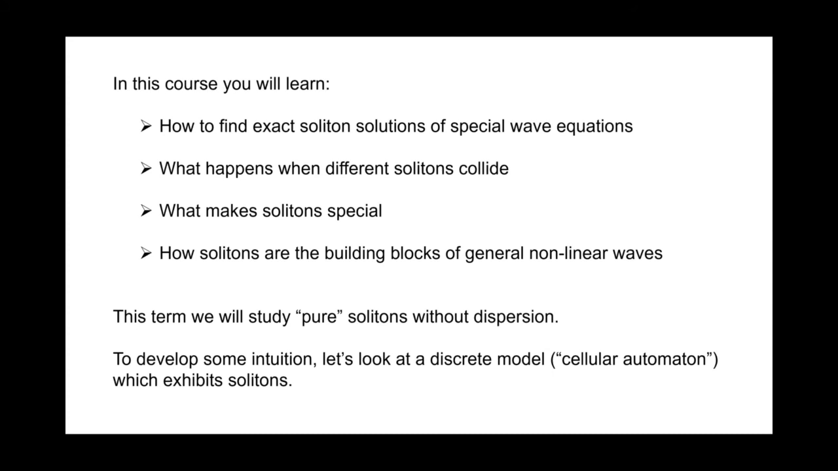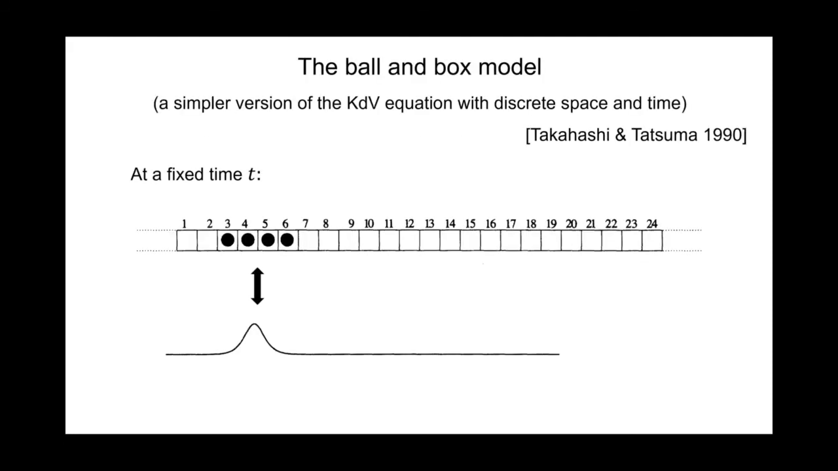So that's for the next term, but this term instead we will study pure solitons without dispersion. And to develop some intuition, let's first look at a discrete model which exhibits solitons, this so-called cellular automaton. This is called the ball and box model, and it's a simpler version of the KdV equation with discrete space and time. So space will be labeled by integers, and time will also be labeled by integers.